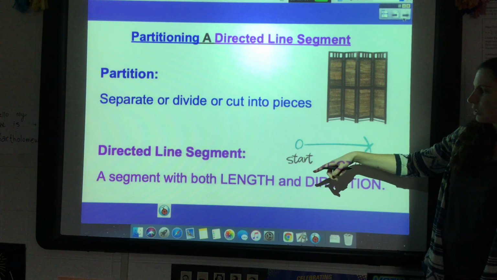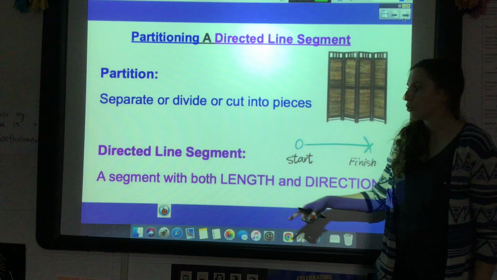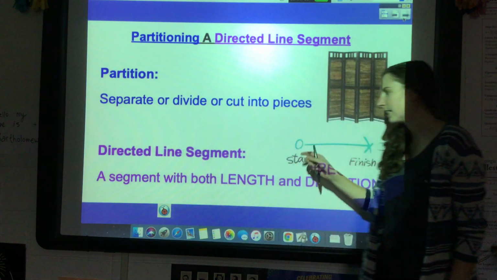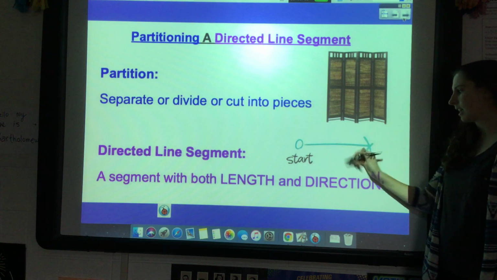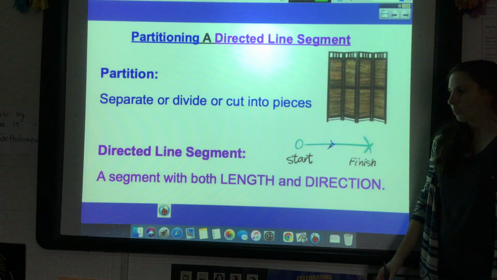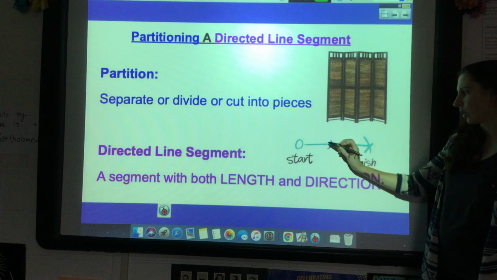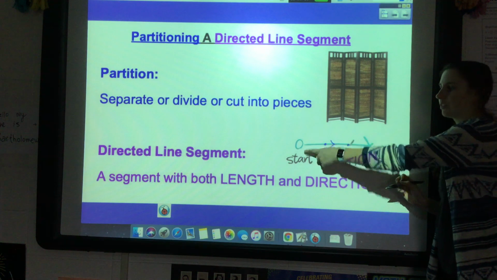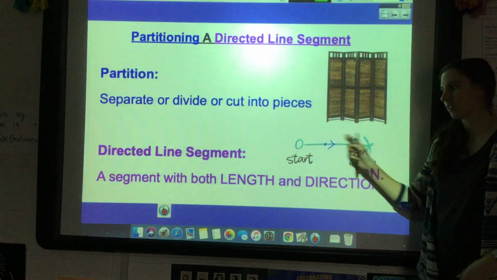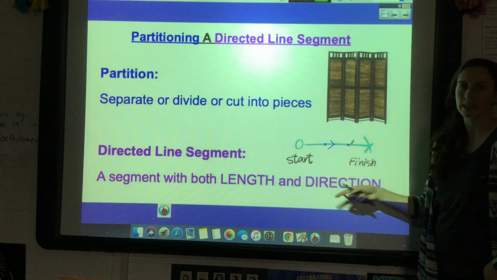Also, a directed line segment. So you all know what a line segment is. A directed line segment means it has a direction. So it just has a start and an end, and we're going this way. We have to know where we're starting and ending. If I'm going to say 1/3, I need to know, is it this 1/3 or is it 1/3 from here or 1/3 from here? So that matters if it has a direction. So it's got a length and a direction.